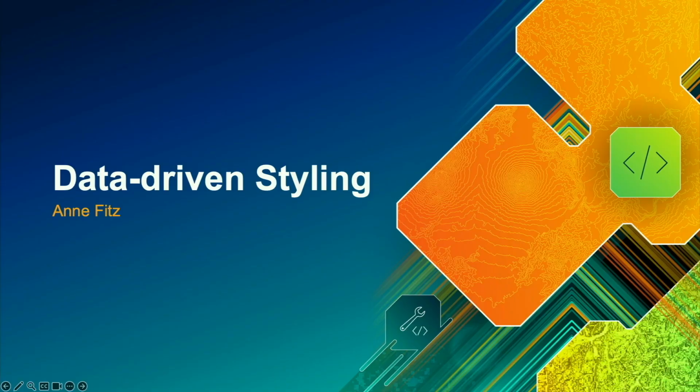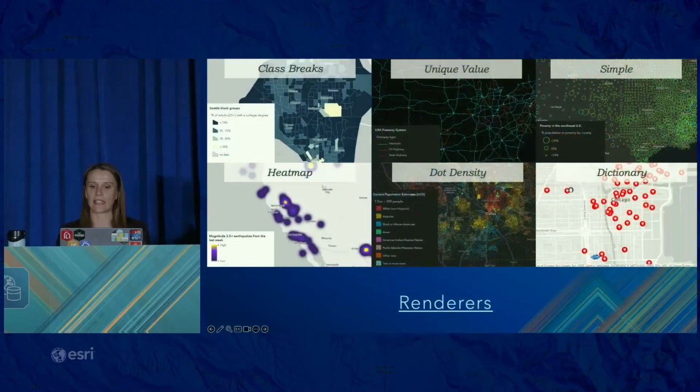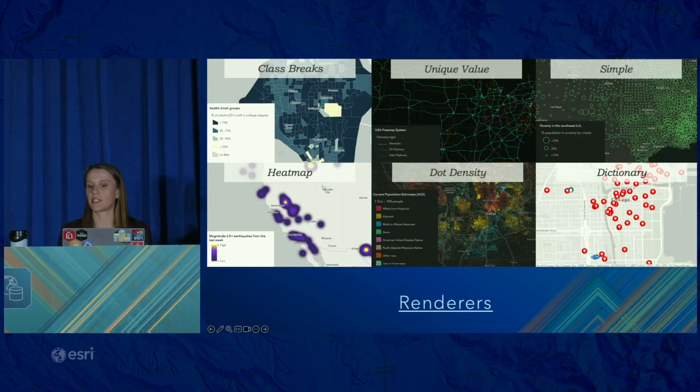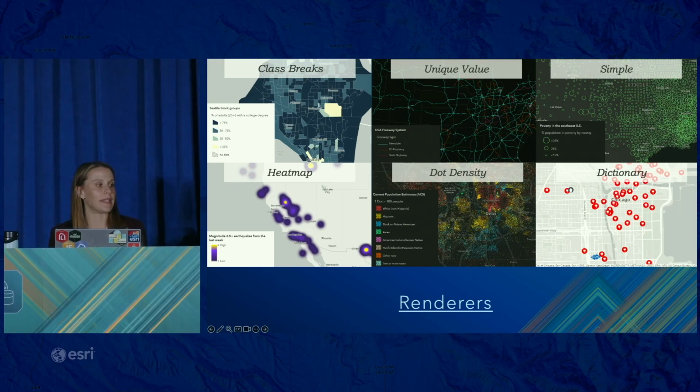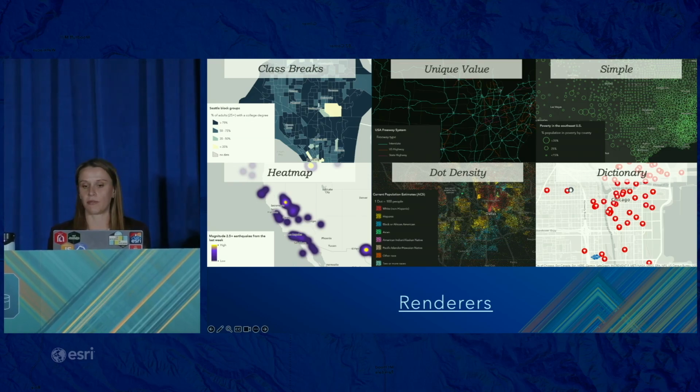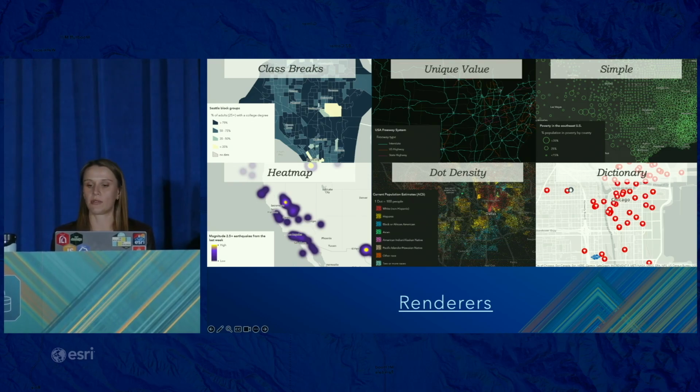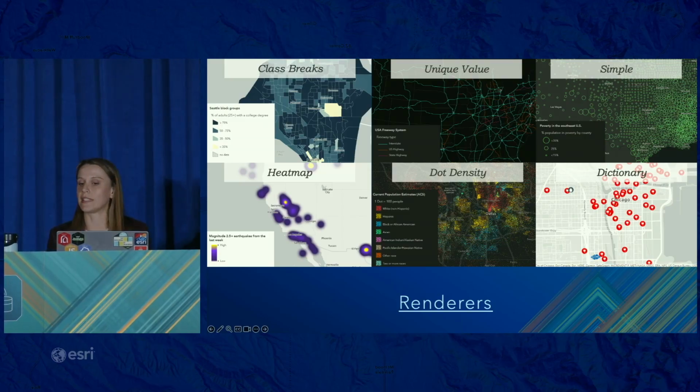Now we're going to talk about data-driven styling. And the really basic part of that is understanding renderers. So renderers determine how your data is visualized and rendered in the map. It can be tied to a specific field or multiple fields. And different renderers can be used depending on your use case. For instance, you could use a heat map renderer to visualize the density of features. Or you can use a dot density renderer to visualize demographic census results, or a unique value renderer to visualize the different types of data that exist in your data set.